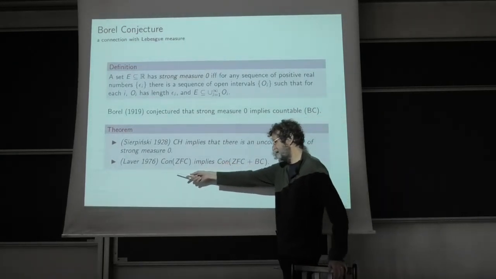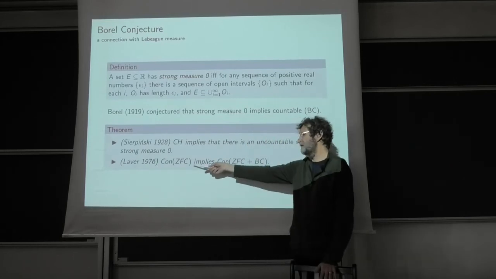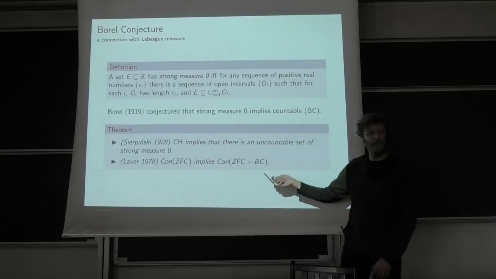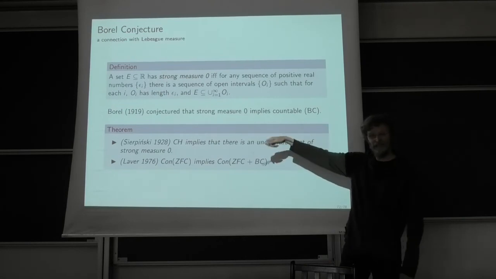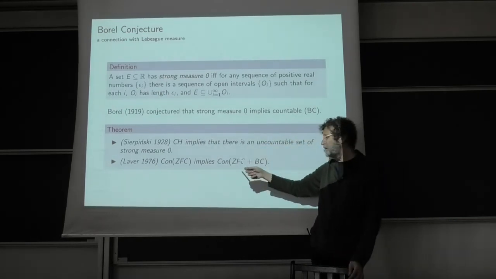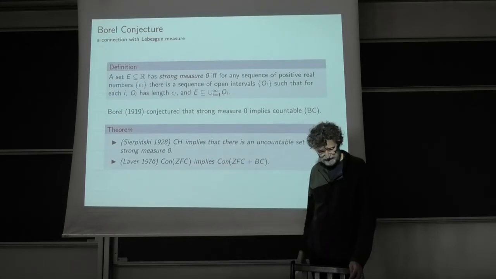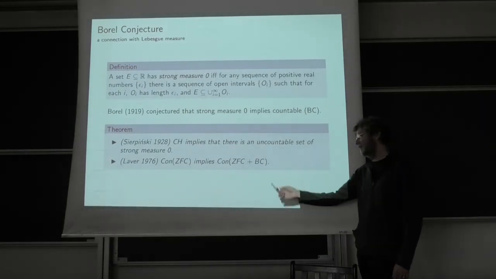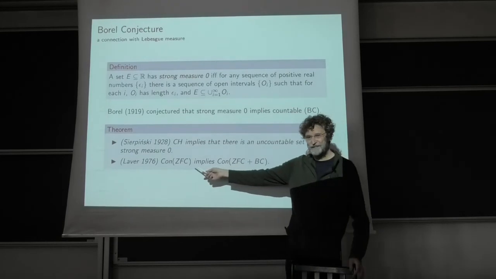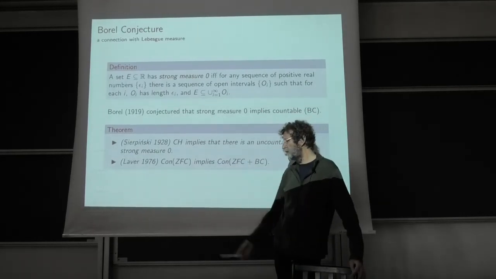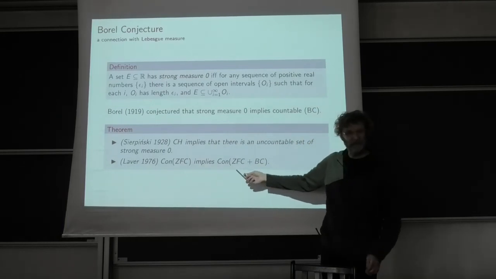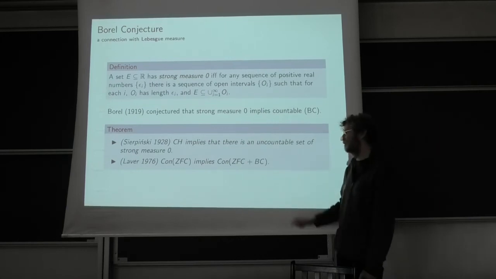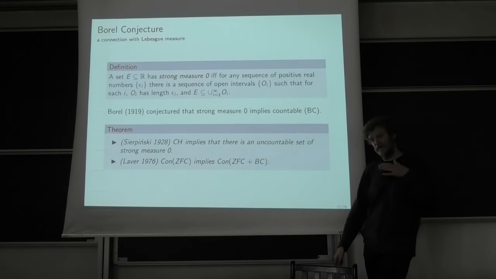Laver in 76 showed it's consistent with the axioms of set theory that the Borel conjecture is true. So the Borel conjecture can go either way. Laver's model, the way in which the Borel conjecture can be made true, is an extremely fragile situation. It was a real piece of technical wizardry to put together the model of set theory which satisfies the Borel conjecture. In almost every model of set theory that people have investigated, the Borel conjecture fails.